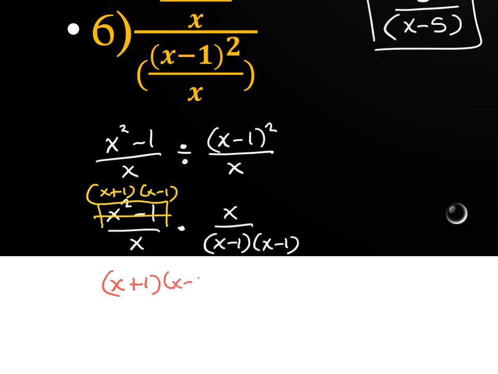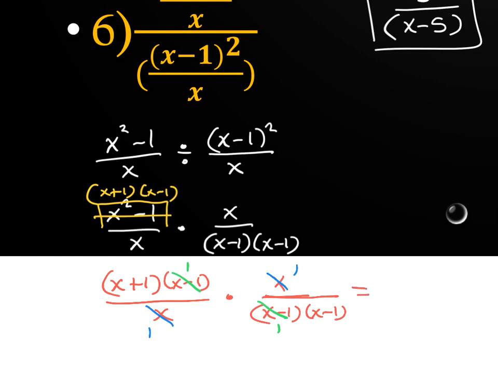x plus 1 over x, times x over x minus 1. I look for things to simplify. The x's can simplify and become 1's. And then I can also simplify my x minus 1 and an x minus 1. And now I'm going to multiply what remains. And what remains in the numerator is just x plus 1, and in the denominator, x minus 1.